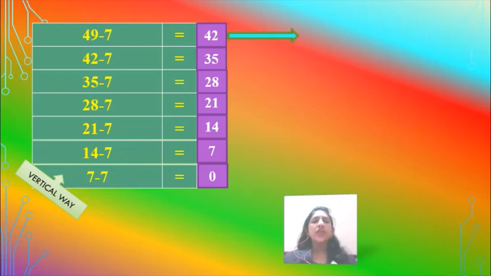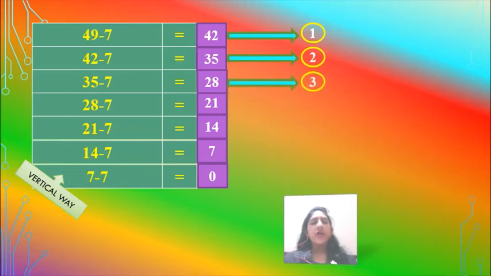Let's count. This is the first 7 that I subtract to get 42. Then from 42, when I subtracted the second time 7, I got 35 as my answer, right? And then when I subtracted the third time 7 from 35, I got 28. So I'm still left with 28, right? Remember, we should reach up to remainder as 0.